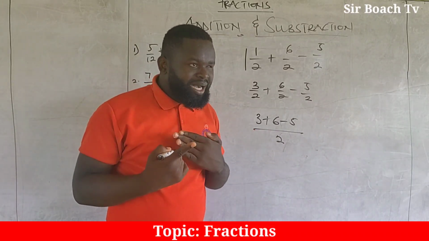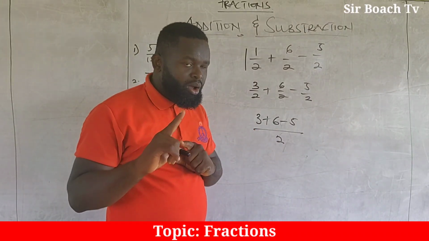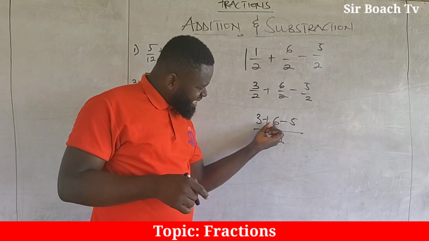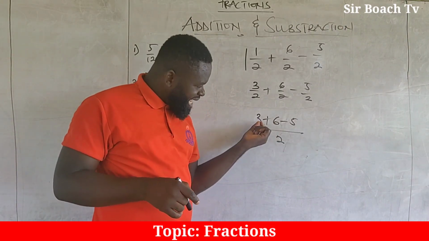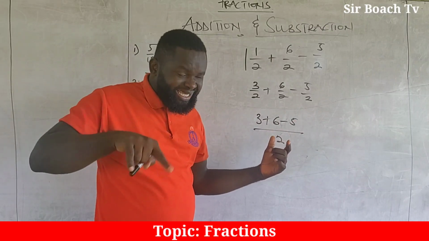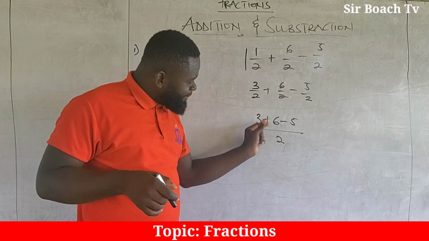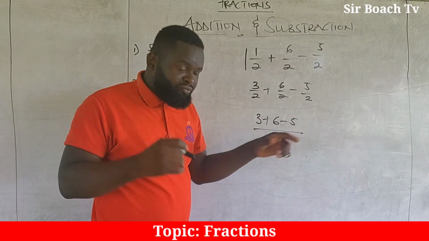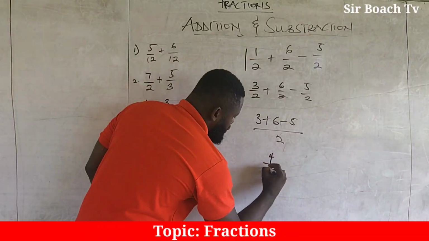Now, when we are working with BODMAS, addition comes before subtraction. So we will first add this and subtract this. Because BODMAS, addition comes before subtraction. So 3 plus 6 gives me what? 9. 9 minus 5 gives me 4. So we are going to get 4 over 2.